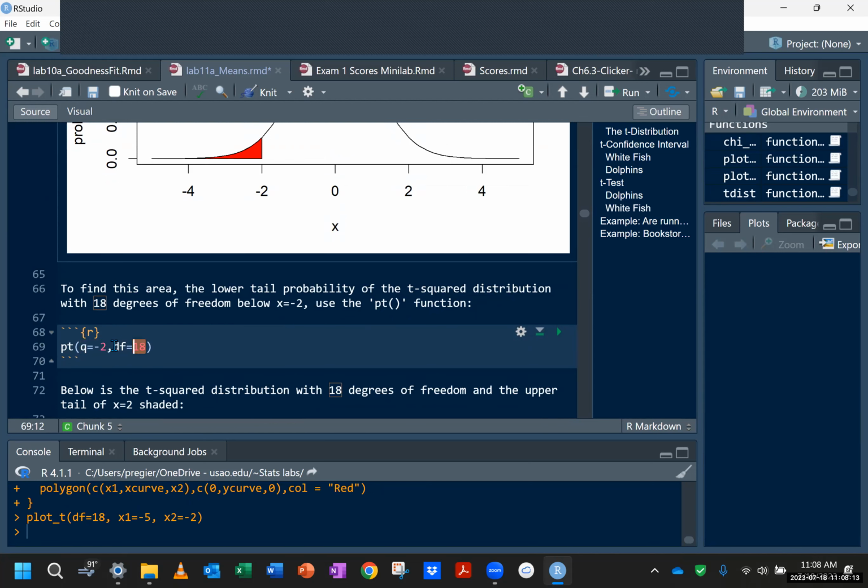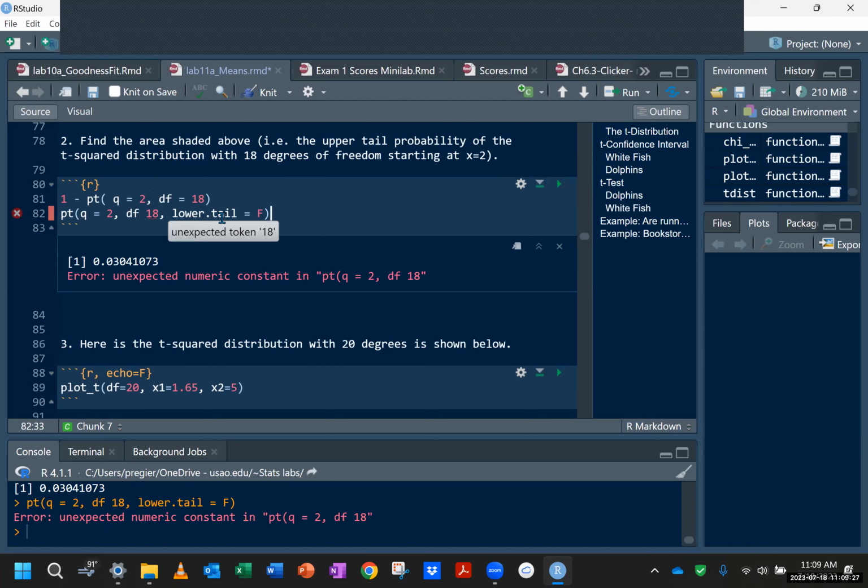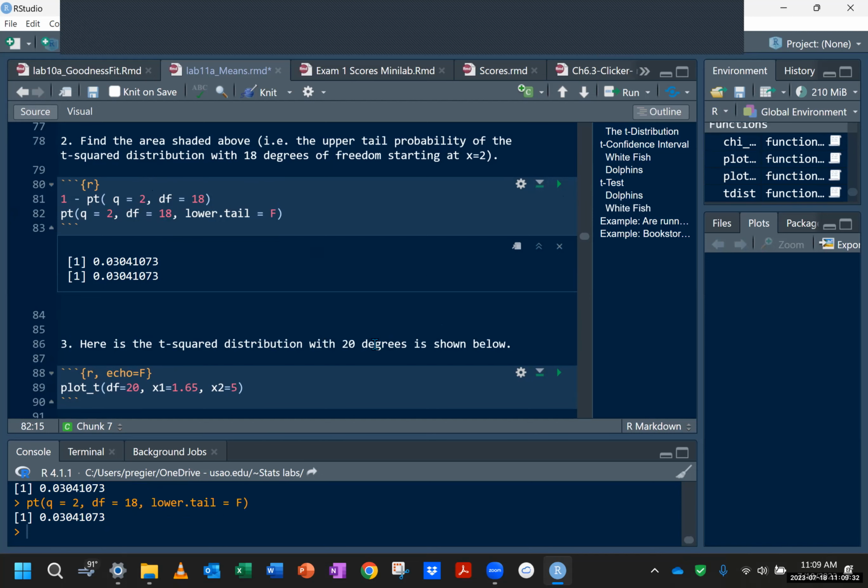if I like to say, notice these arguments pop up. Q is equal to 2. Degrees of freedom was 18. There's this lower tail argument. You could say false to mean upper tail. And that's another way to do the same calculation. All right, forgot my equal sign there. Okay, so that's the t-distribution.